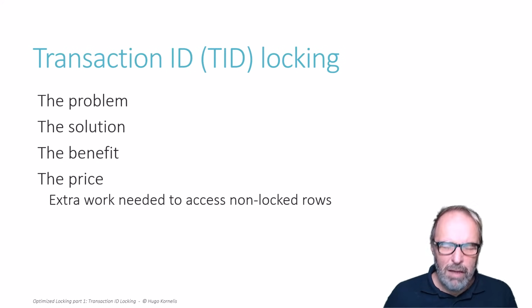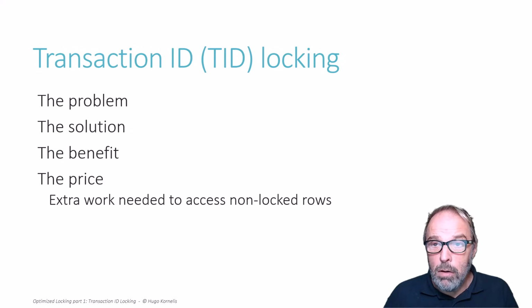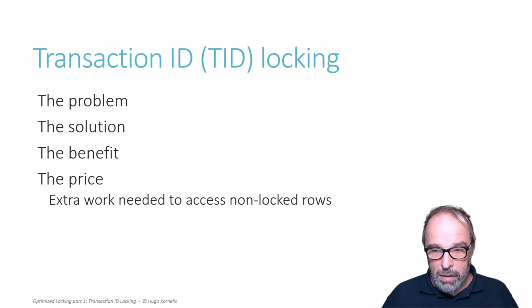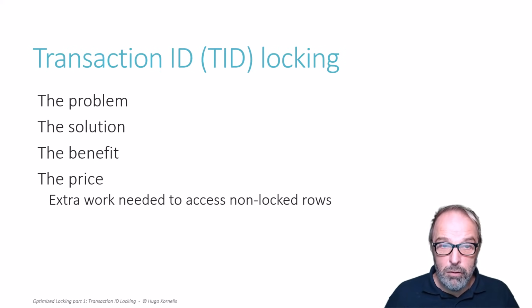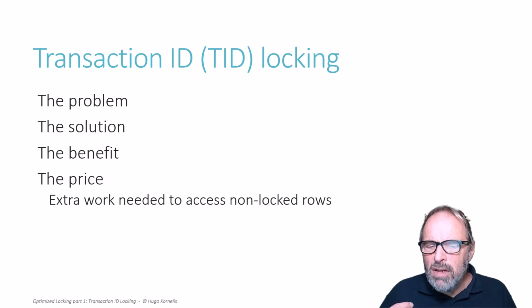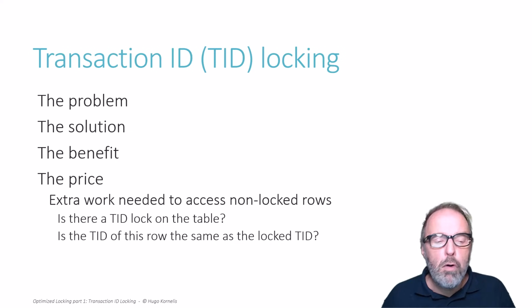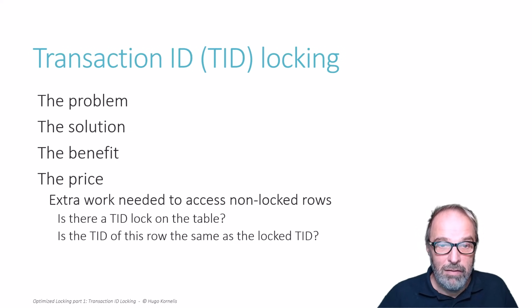Without transaction ID locking, SQL Server simply checks the key lock. It's not there. We can read it. With transaction ID locking, SQL Server has to check, is there a transaction ID lock? If yes, is this row locked? And then we have to look at that transaction ID. So there's a very slight overhead before we can access the data.